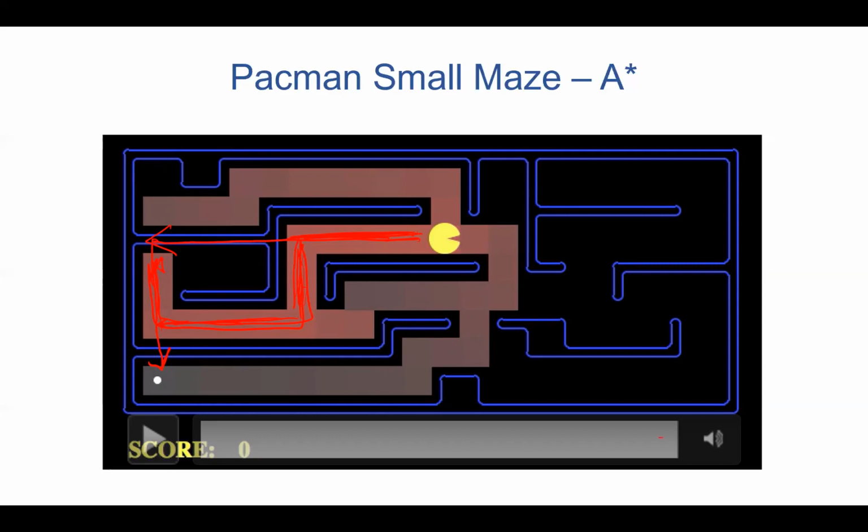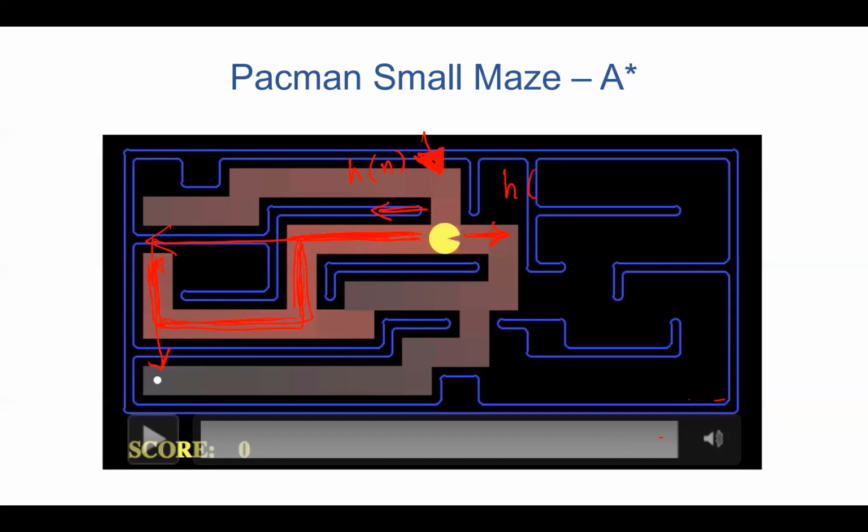In greedy search, the algorithm did not tell the Pacman agent that, even though, in greedy search, you went this way, the Pacman agent went this way, and h of n decreased. Okay, h of n decreased.